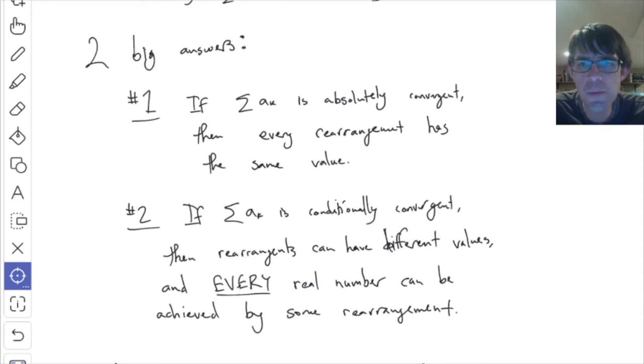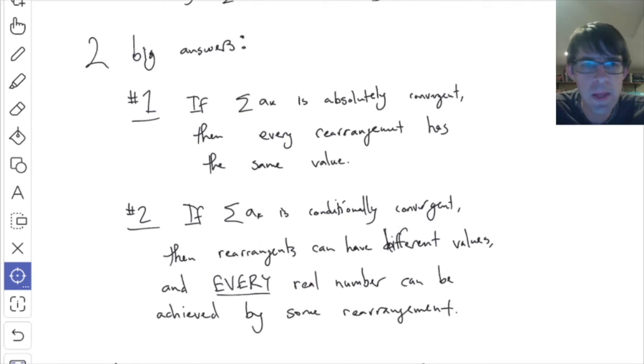It means, for example, that the series we talked about yesterday, which added up to the natural log of 2, can be rearranged so that instead of the natural log of 2, the terms add up to 0, or they add up to 1, or whatever you want. You can rearrange it and make it happen. Let's see how that works.